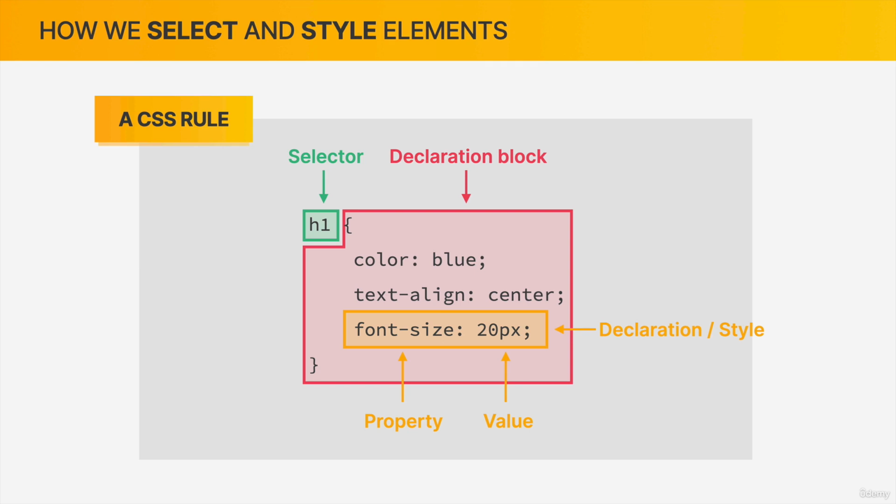And so what this means is that in the end, our CSS code will be a lot of different CSS rules, one after another, where we select all of our elements and style them in any way that we want. Okay, and so that is exactly what we will start doing in the next video. So let's go there right now.